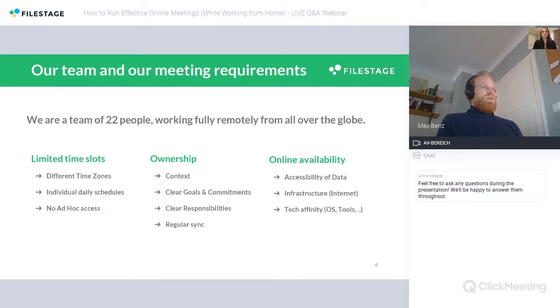Then we have this part of ownership. From our experience, this is pretty important, first of all, to run a remote team efficiently. It's also a mindset of work. We want to give people ownership because we think it's more valuable for people, and they're going to bring out their best. To have ownership on each head, we need to always share context. We need to define clear goals and commitments, and we need to have clear responsibilities. You can think about clear responsibilities as a part of handovers and processes.